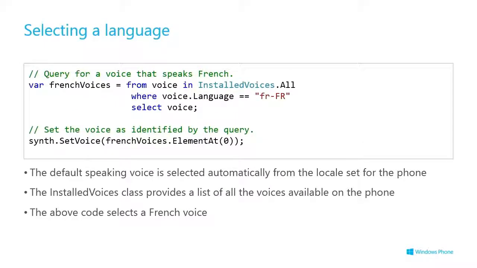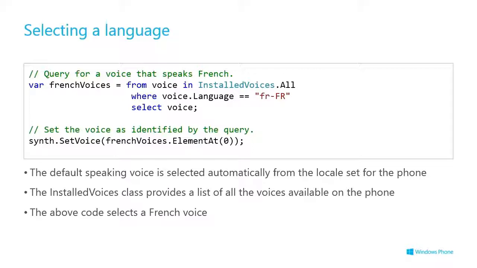And then, of course, it's not enough just to be able to speak something in your own language. You might want to speak that same thing in multiple languages. So right here, you see this example of French voices. Very LINQ-looking kind of query there, isn't it? It looks at the installed voices where the language is equal to French, français, selects that voice, and then we're going to use that voice, the element at 0.